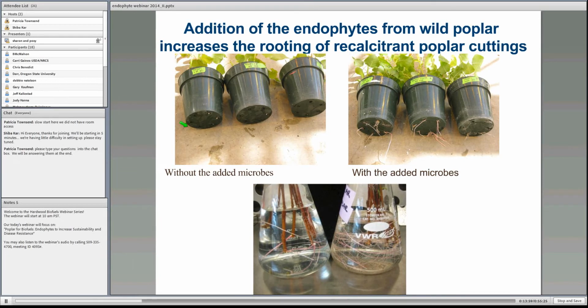So this is a poplar clone that's very recalcitrant to rooting. So it was a hardwood cutting. When we add the microorganisms from wild poplar, then we see pronounced increased rooting. In this picture here, it's showing that in hydroponics it also works. So this is without the added microbes, and this is with the microbes. These were added to the hardwood cuttings, and then they were placed in this hydroponic medium. So it shows that probably because of that phytohormone production by the endophytes, the plants are now able to have the increased rooting.